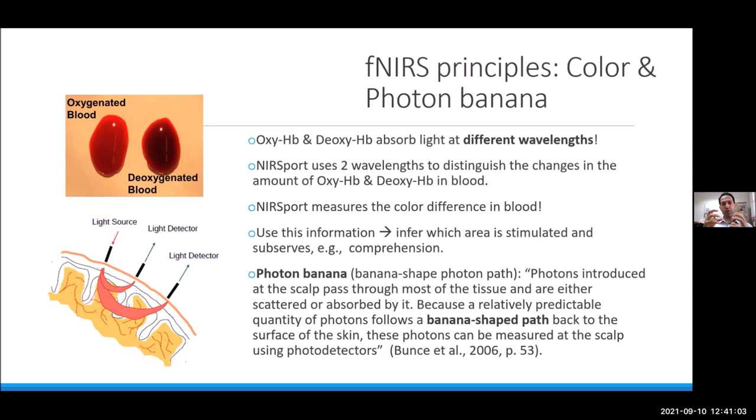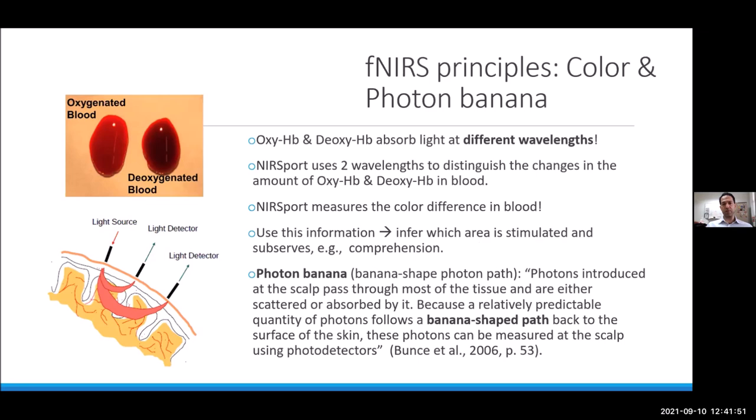So these two different blood colors can absorb light at different wavelengths. We have known this for quite a few years now, maybe a few decades. So fNIRS, like the machine that I used, NIRSport, uses two wavelengths to distinguish the changes in the amount of oxy and deoxy hemoglobin in blood. NIRSport measures the color difference in blood and uses this information to infer the areas that are stimulated, as I mentioned before. For example, if an area subserves comprehension, by comparing the amount of light blood versus dark blood, we can find out whether that area is now stimulated.